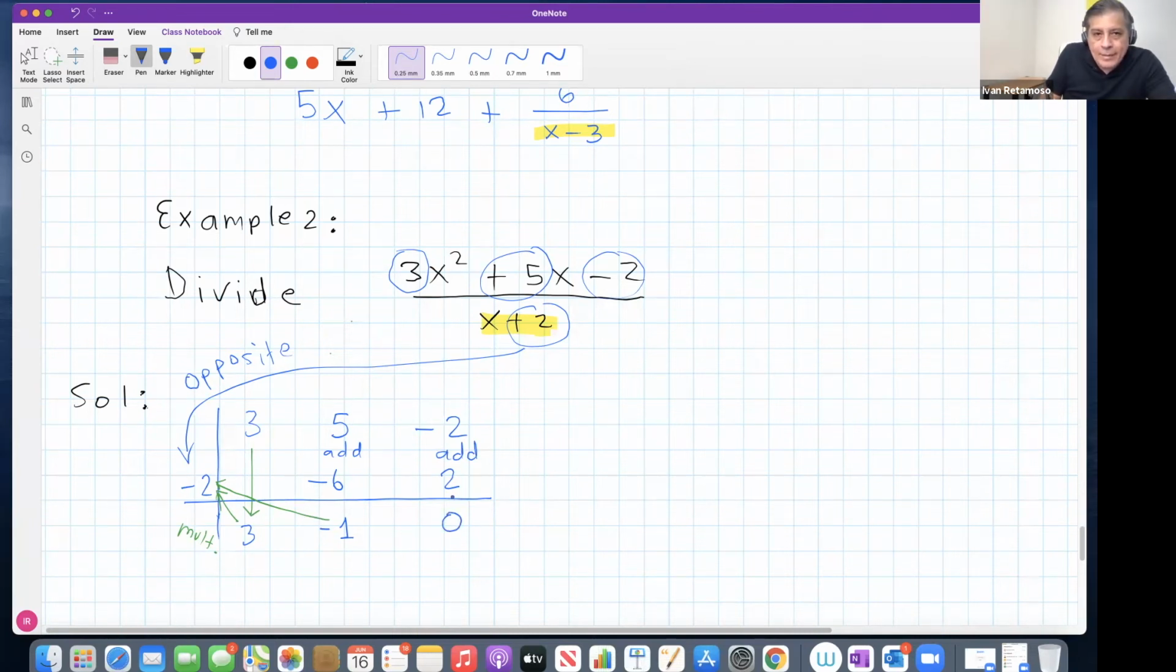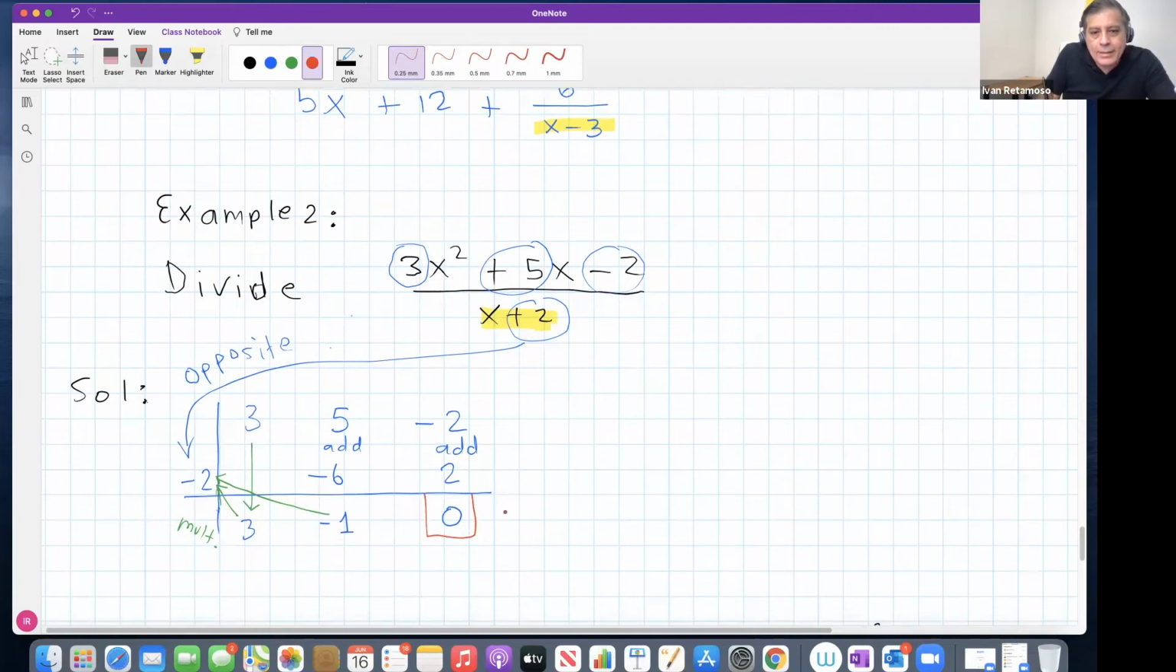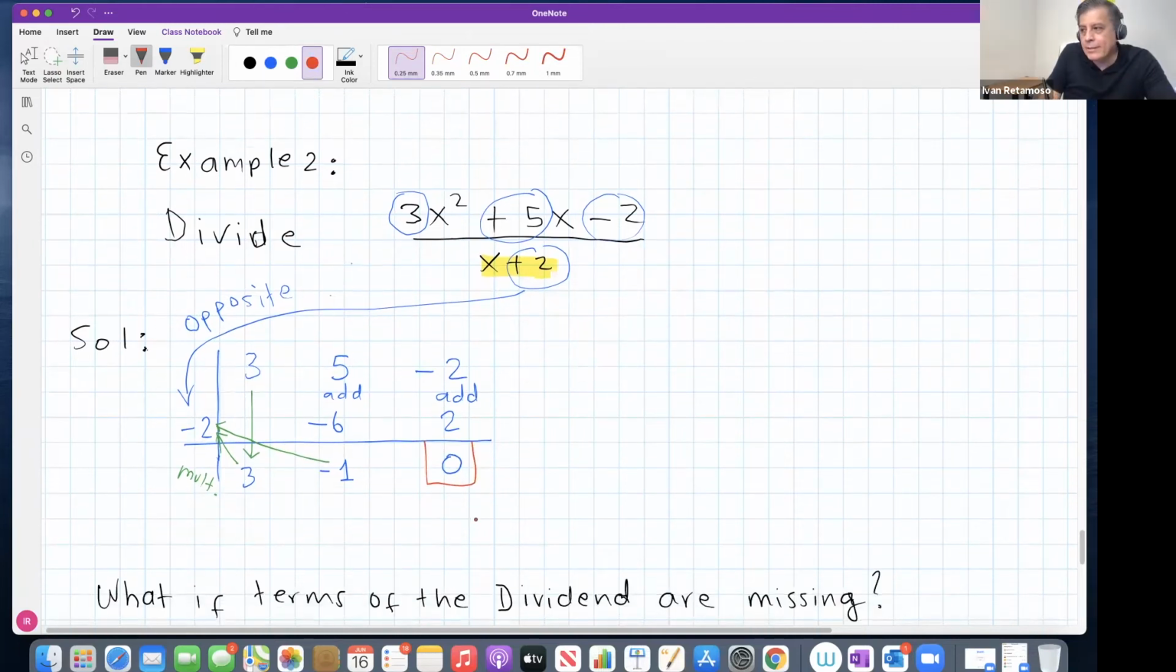Quickly, you separate the last number that you get there. That will be the remainder. But this 0 as a remainder is telling me that the division was exact. Remainder 0, division was exact, meaning I don't have to write the remainder as part of my answer. My answer simply would be the quotient.